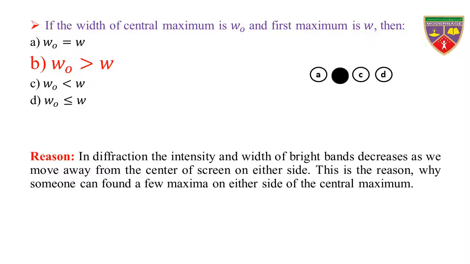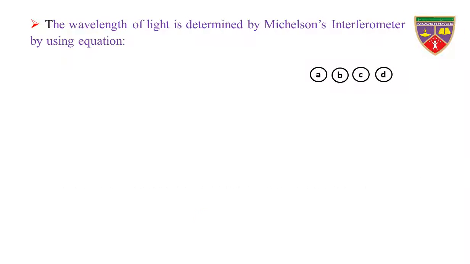Reason. In diffraction, the intensity and breadth of bright bands decreases as we move away from the center of screen on either side. This is the reason why one can find a few maxima on either side of the central maxima. Hence, omega naught is greater than omega.